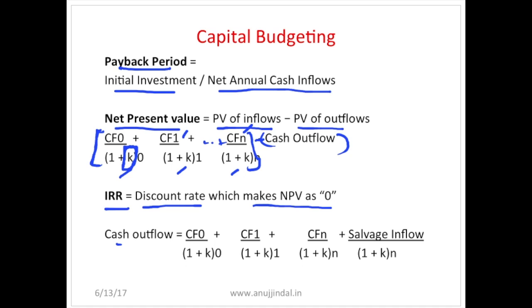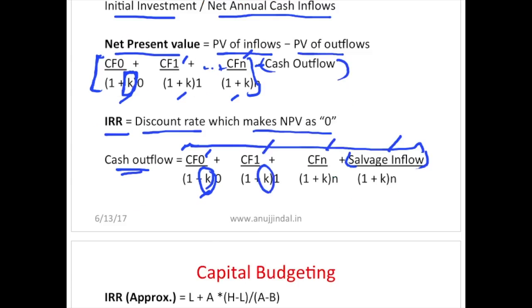So let's find out. The formula says cash outflow is equal to all these inflows. All these on the right hand side are inflows. Cash inflow at the start of the year, upon 1 plus k raised to power 0, then cash flow at the end of 1 year, and this goes on till the nth year, and then you receive a certain salvage inflow as well. If you have invested in machinery, you sell that machinery at the end of the nth year and receive a certain salvage value. So this is also included in the inflows, and then you keep it equal to cash outflow in order to find out the value of k, which is the internal rate of return.